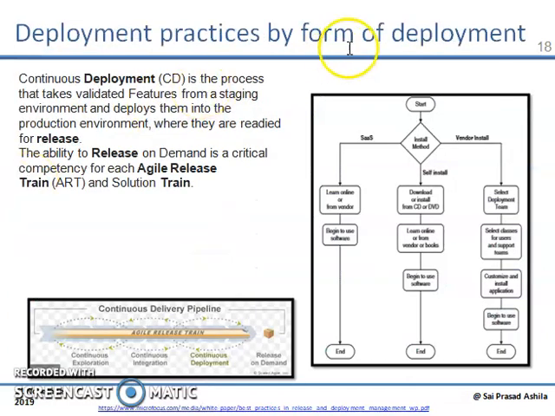Deployment practices by form of development. For the small, it depends on the size of the project. Continuous deployment, CD, is a process that takes validated features from the staging environment and deploys them into the production environment, where they can be released. The ability to release on demand is a crucial competence for each agile release and solution train.